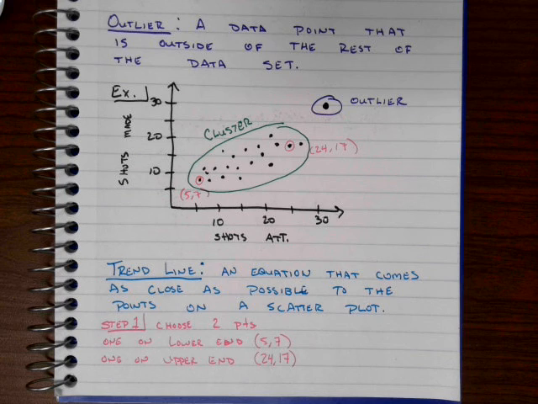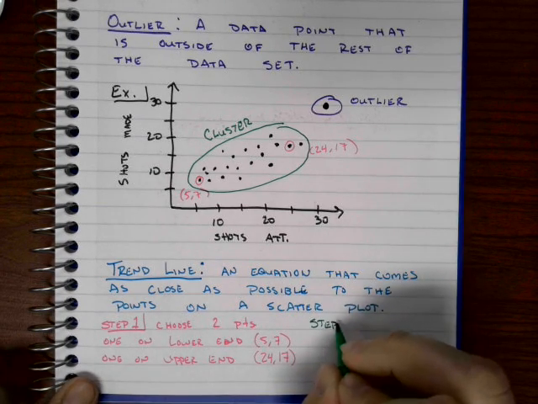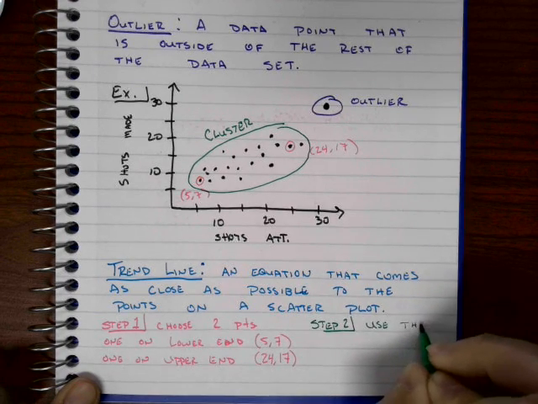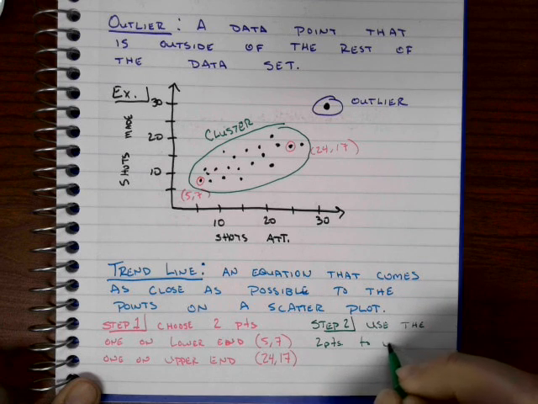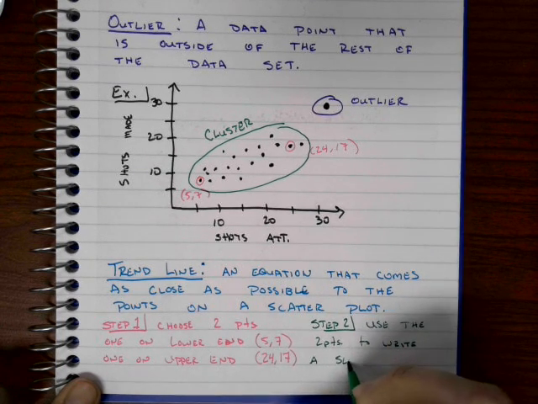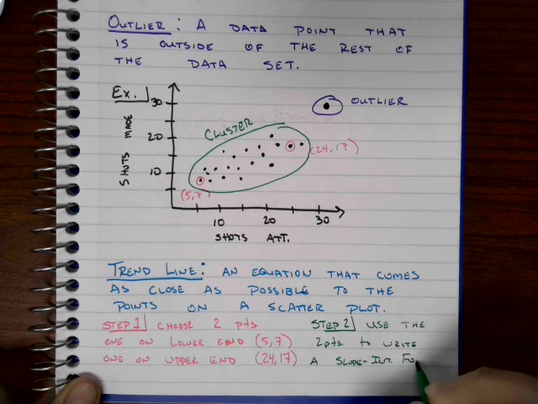And what you would do next, step 2, we would use the 2 points to write a slope intercept form equation.